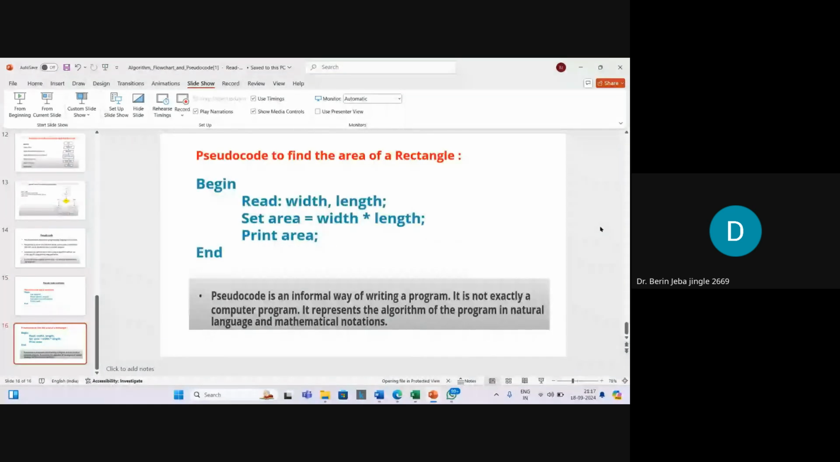So that's all about pseudocode. It is an informal, not a formal, way of writing a program. It is not an exact computer program. It is like an algorithm of a program, but it uses natural language and mathematical notations. That's all about the flowchart, algorithm, and pseudocode.